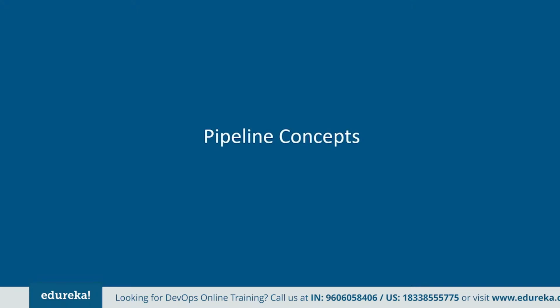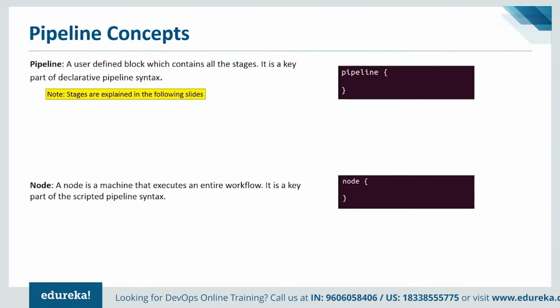So let's move on to the pipeline concepts. These concepts are basic fundamentals of the Groovy code. If you want to code the pipeline, you need to have a basic understanding of the Groovy code. Let's look at a few concepts that the pipeline uses. The first is the pipeline block. Within this block, you're going to define your entire declarative pipeline code. Similarly, within the node block, you'll define your entire scripted pipeline code. I hope I've made this clear.